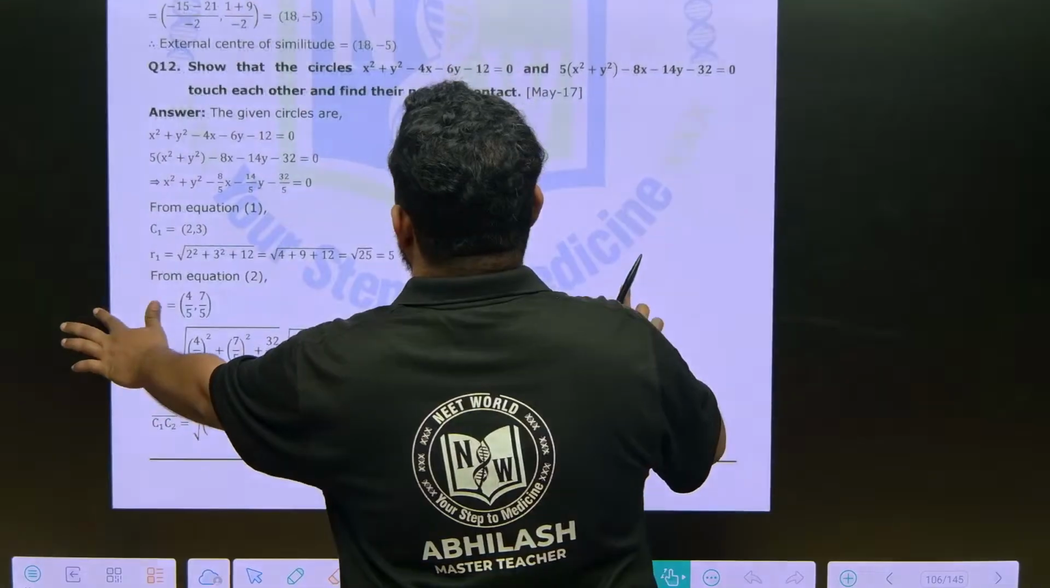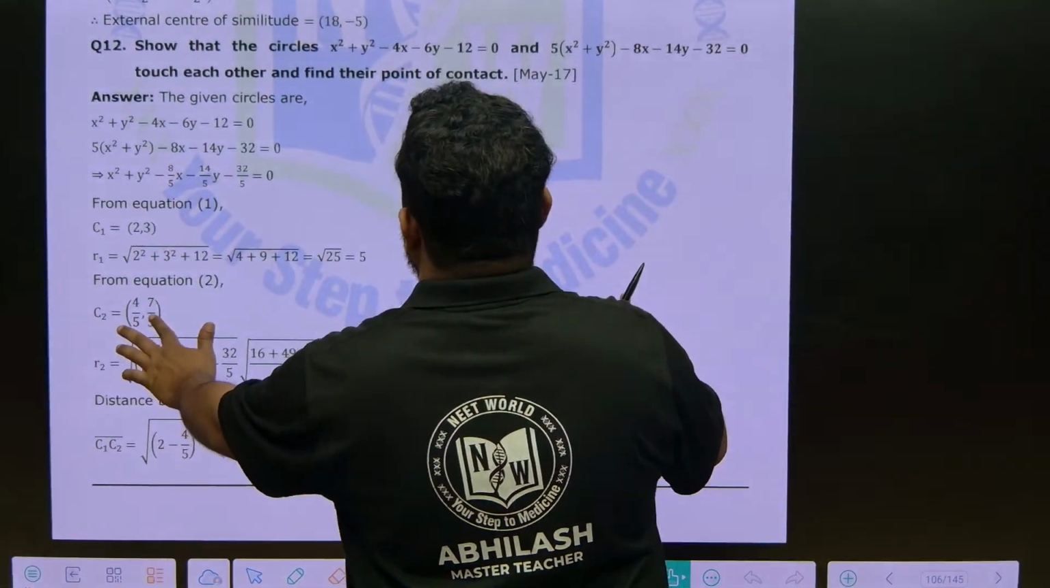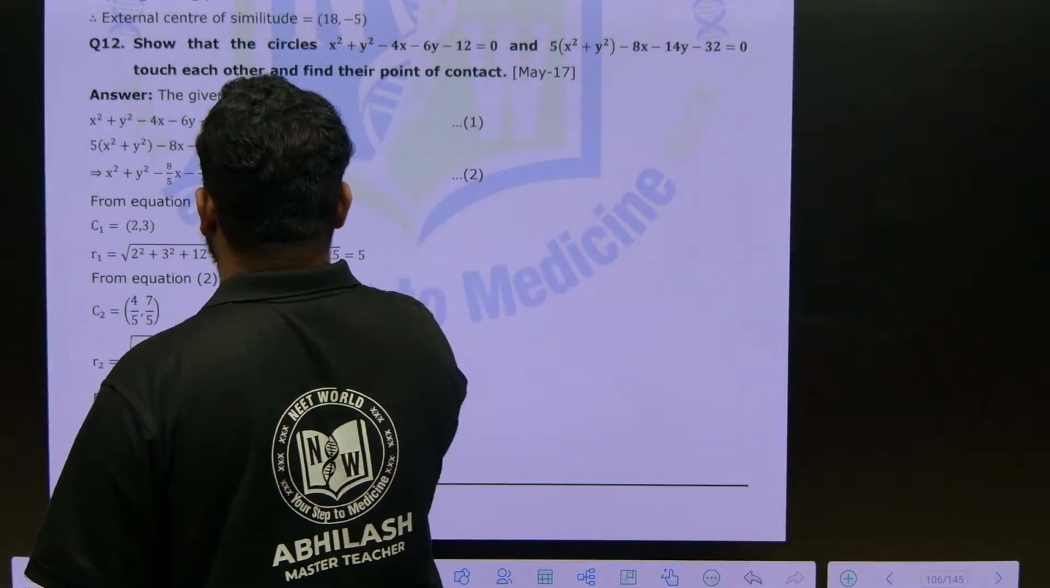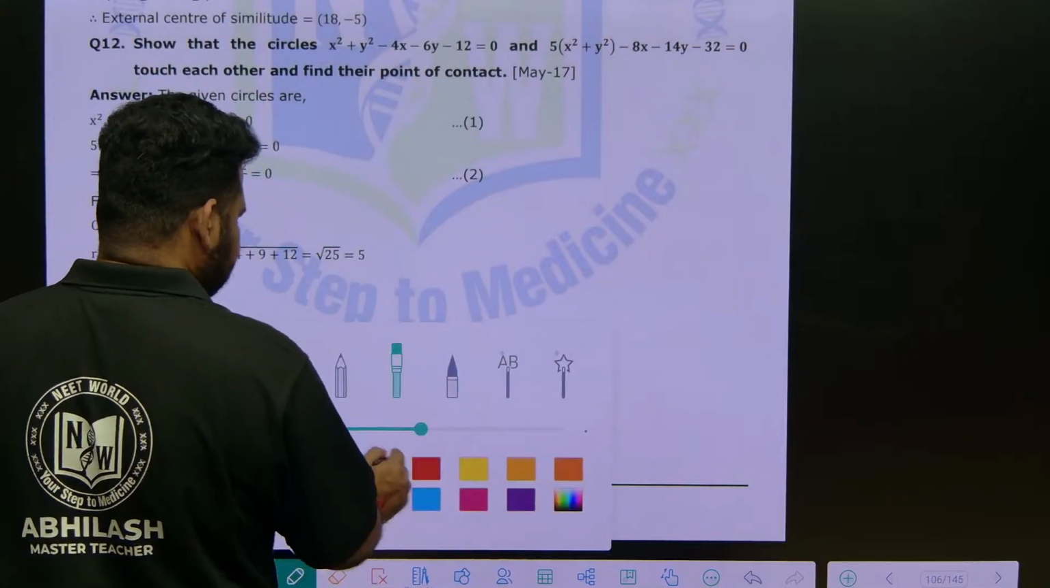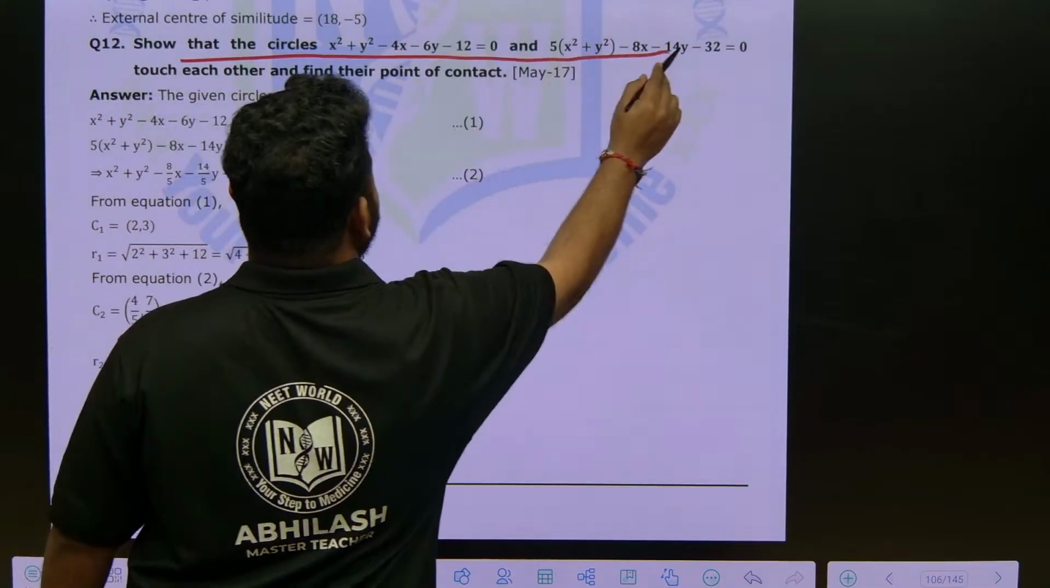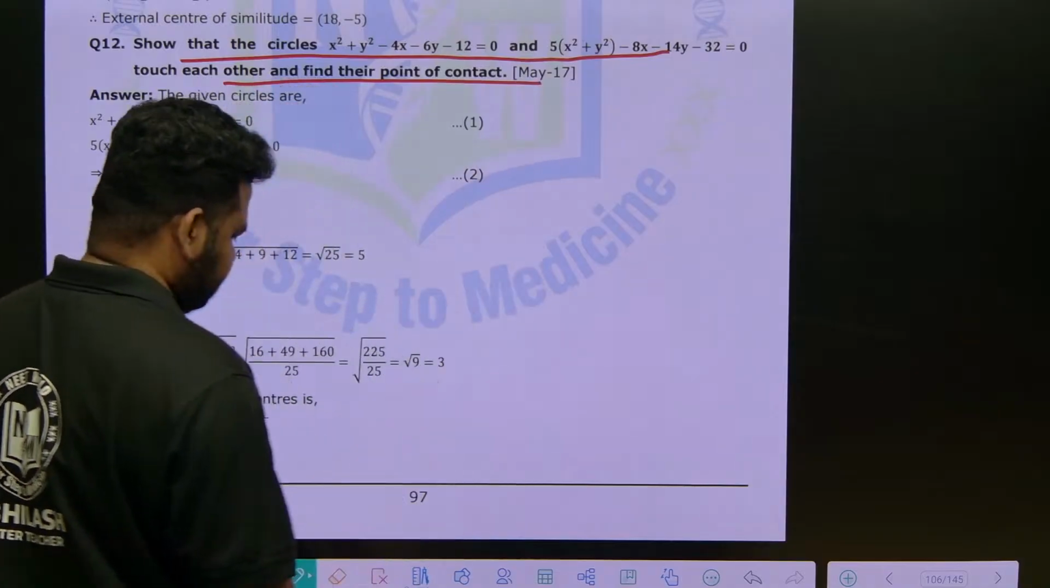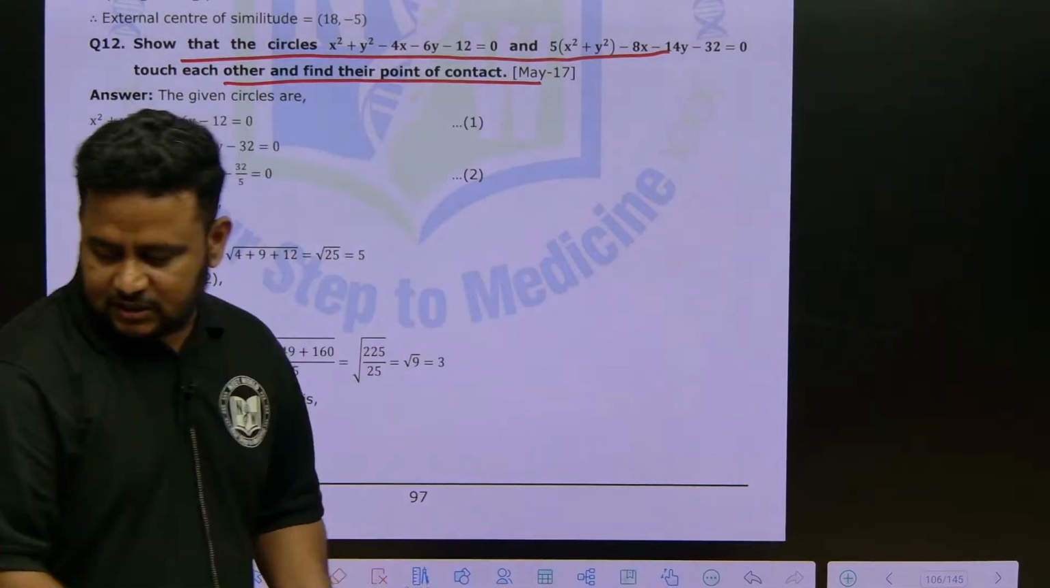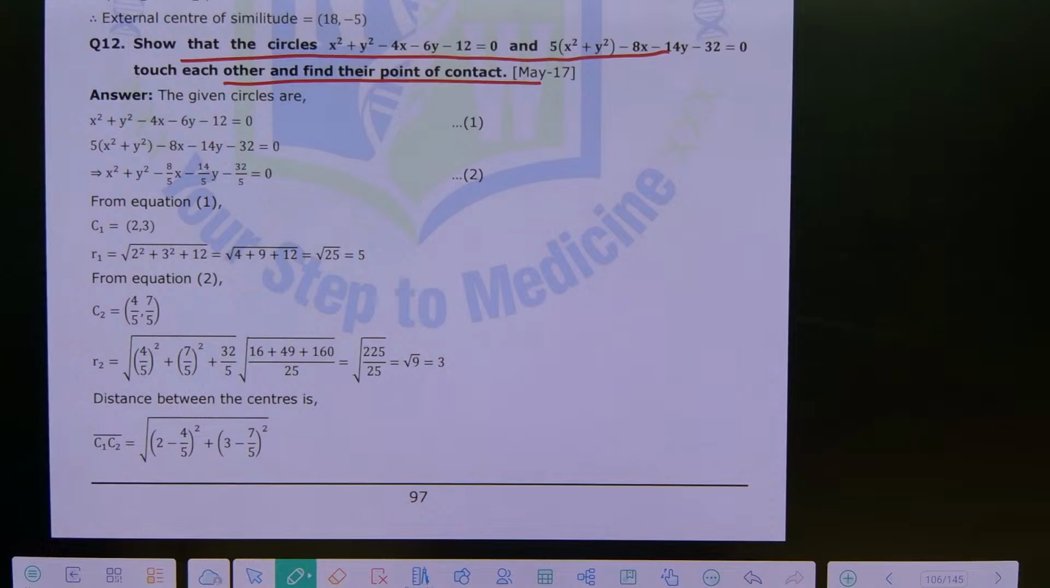So that the circles touch each other and find their point of contact. So let us take up this question. And find their point of contact.